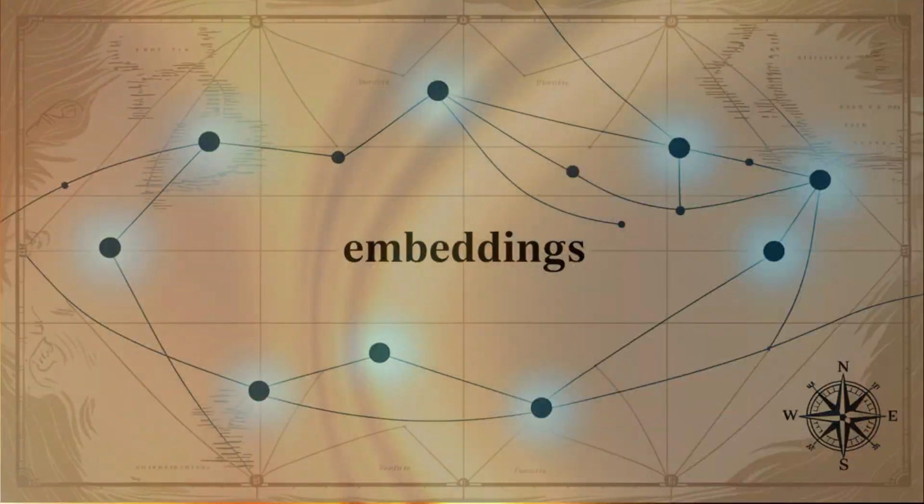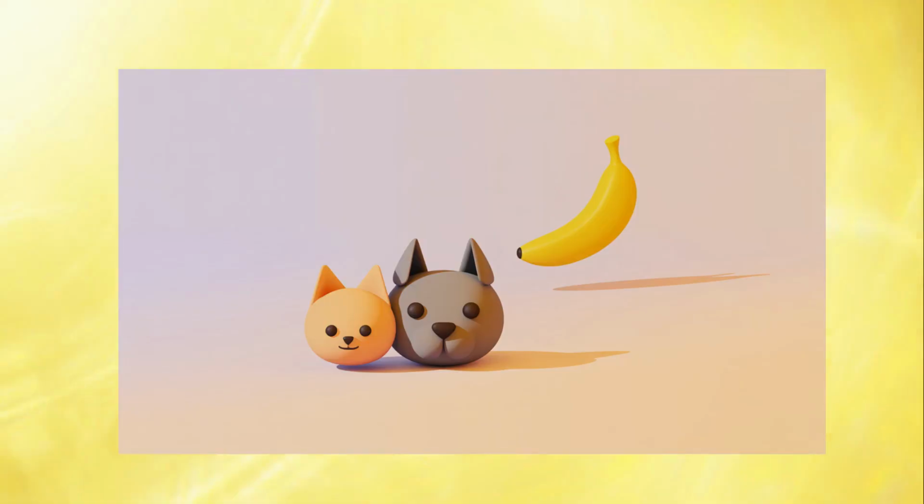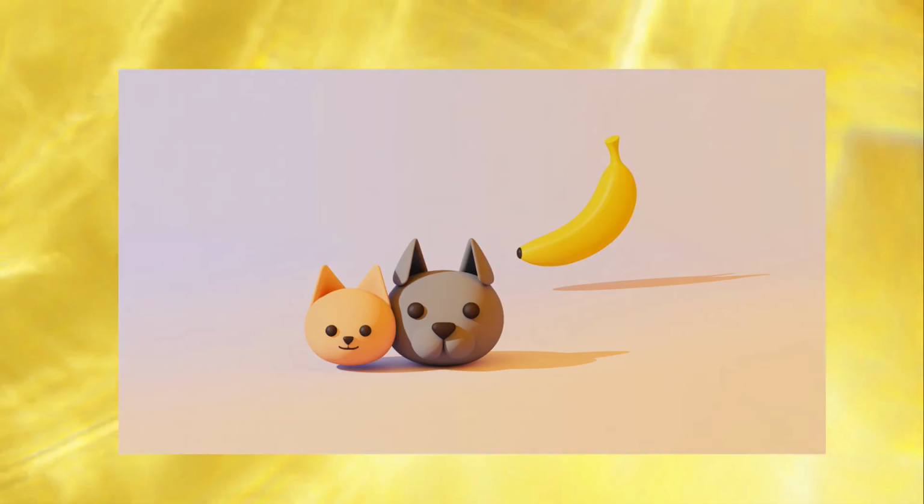To make sense of tokens, the model uses embeddings, which are a way of turning words into numbers. You can think of embeddings as coordinates on a map, where similar words are placed closer together. For instance, cat and dog might end up near each other, while banana would be much farther away.